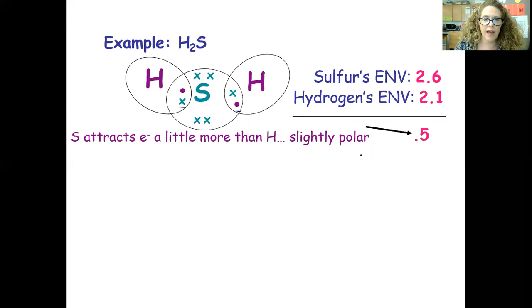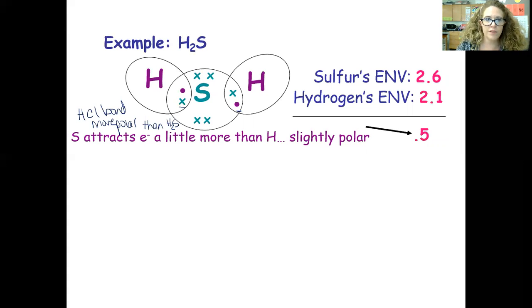If we compare that to our HCl that we did on the previous page, that's going to be the hydrochloric acid. The HCl is more polar, right? So HCl would be more polar. The HCl bond would be more polar than this H2S because the electronegativity difference is higher.